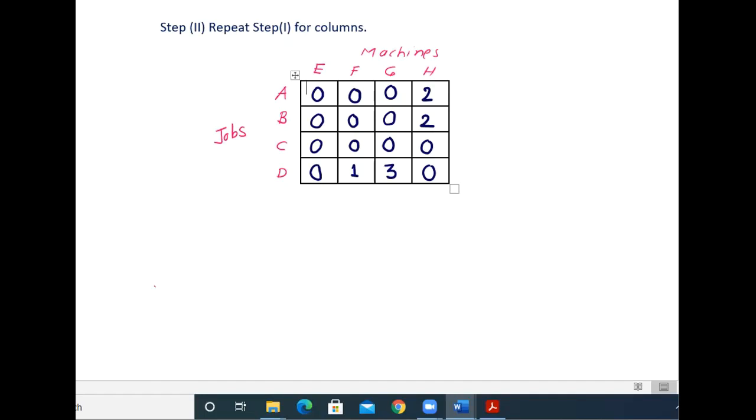Now what will we do? Now we make an arbitrary assignment because there is no single zero. If there is one, then we have to use it for an assignment first, and then other assignments are made. So what we will do? We begin with the first row. We can have an assignment here in the first row.